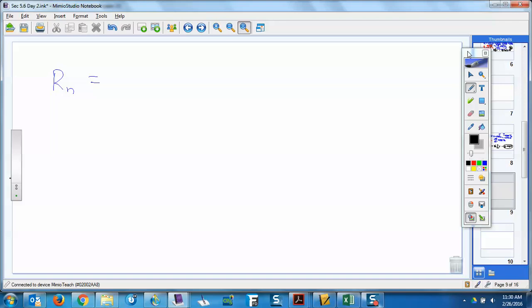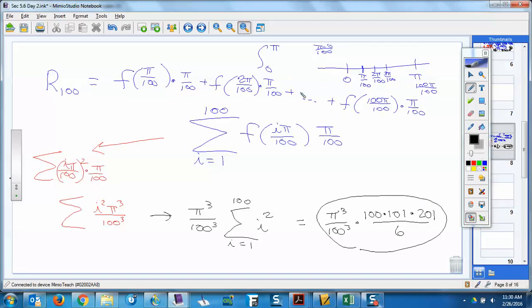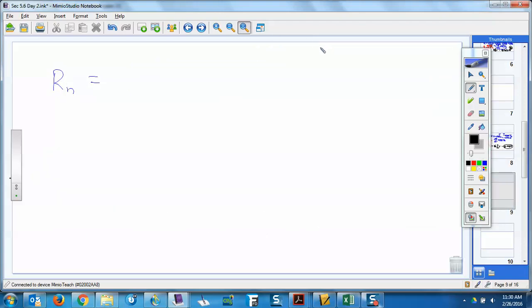So we could do 1,000 rectangles, we do 10,000 rectangles, but why not, if we got a pattern, how about we just do n rectangles? Let's just do n rectangles. Now, I'm going to skip over all of this. What would be our width if we just had n rectangles? It'd be pi minus 0 over n, right? So it'd be 1 pi over n, 2 pi over n, 3 pi over n, all the way to n pi over n would be just pi, right?